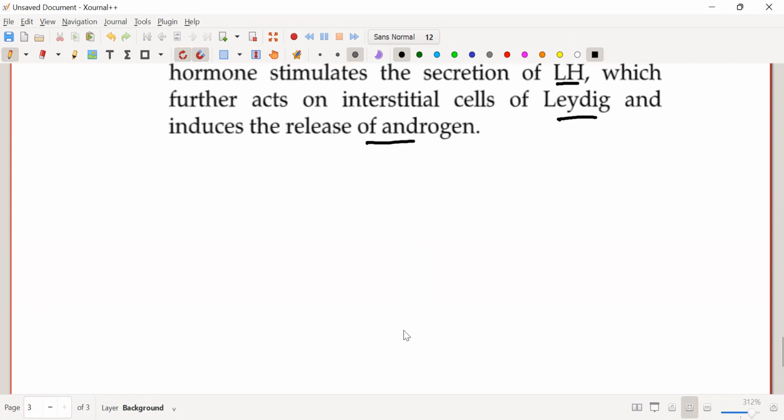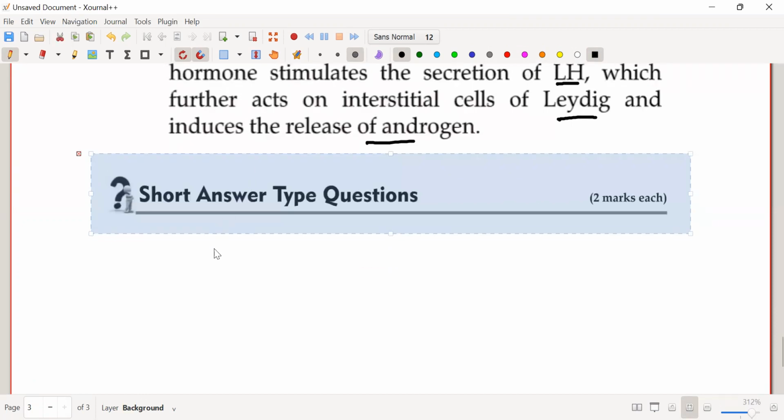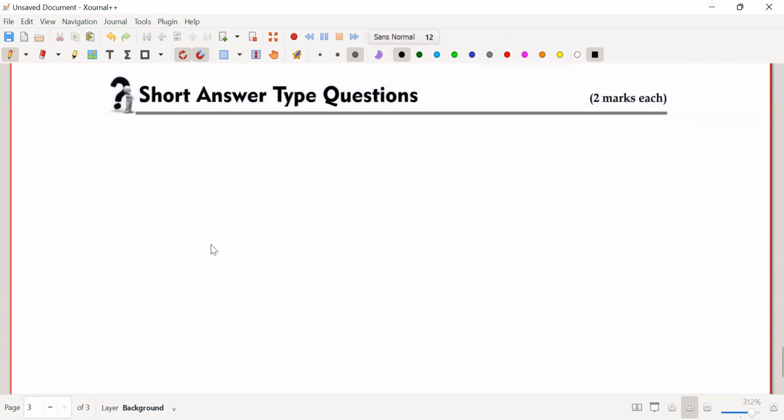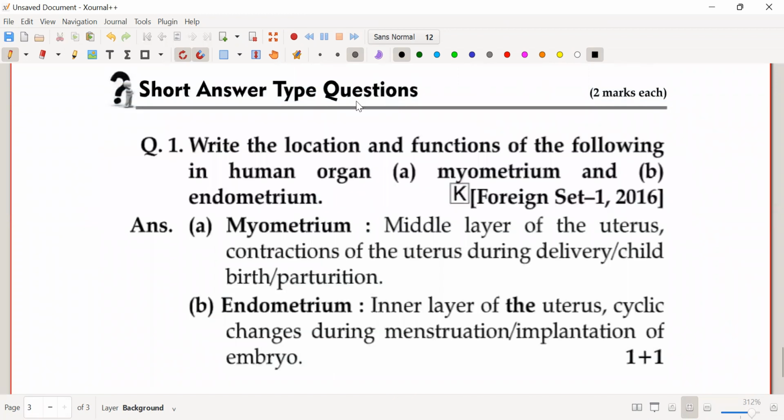We don't have much time, so we will go through some of the short answers, the 2 marks questions which we may receive. Short answer, 2 mark type of questions. First question would be: write the location and function of the following in human organ: myometrium and endometrium.